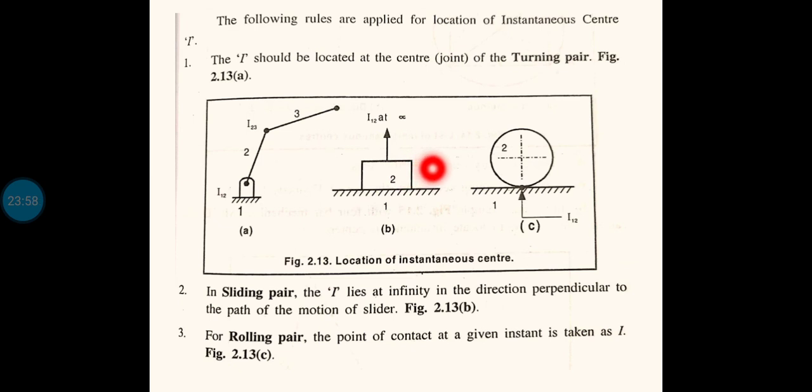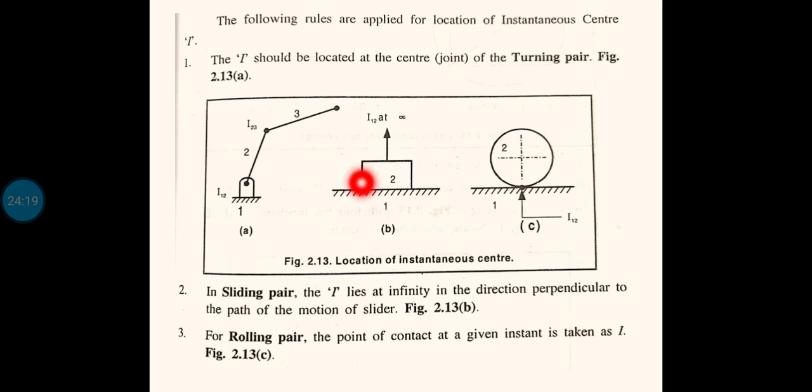If the motion of one link is sliding with respect to the other link, then we call it a sliding pair, just as in the case of the piston cylinder arrangement. The piston will be moving inside the cylinder. So with respect to the cylinder, the piston is sliding. That type of pair is known as a sliding pair.